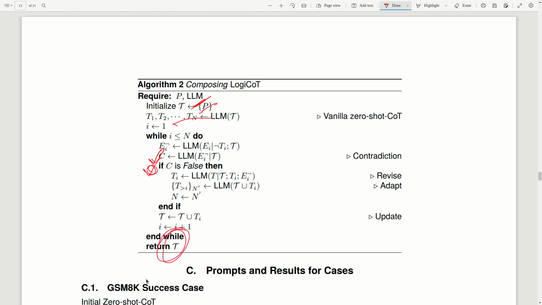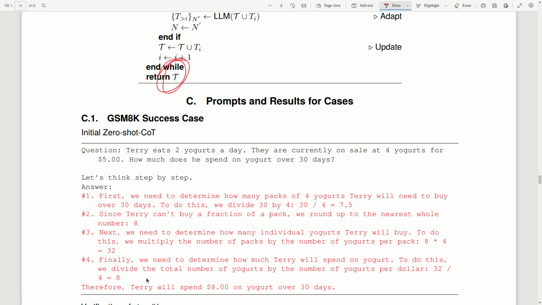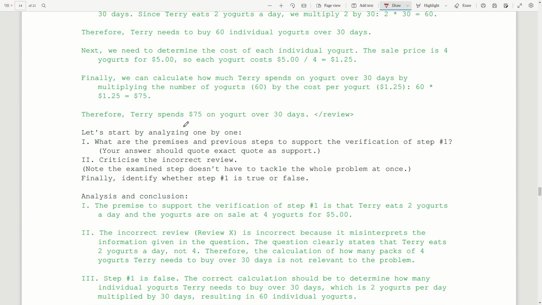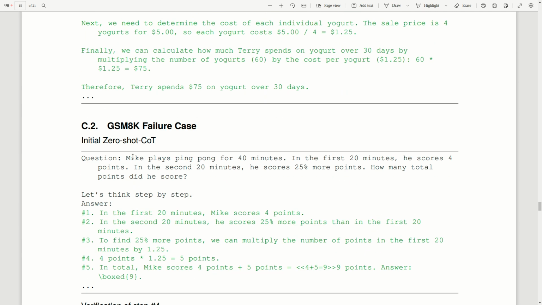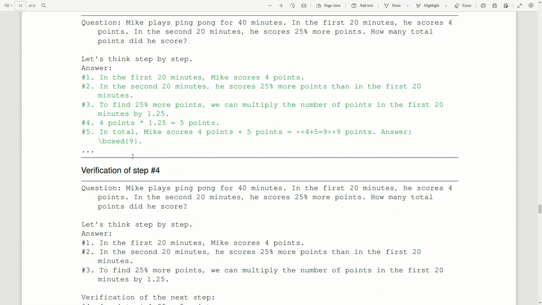Apart from that, they have tried a lot of success and failure cases on different data sets when they were using this logical chain of thought. So you can go and look by yourself.